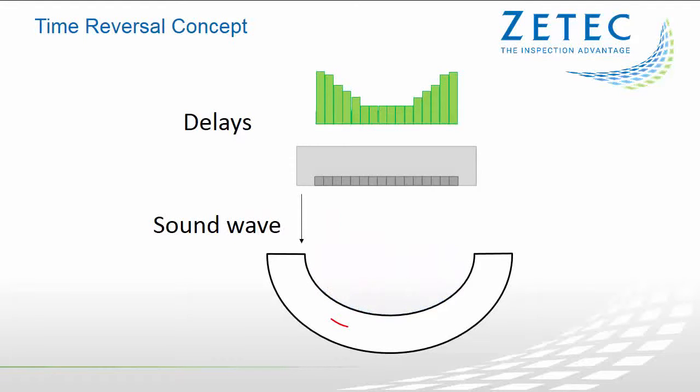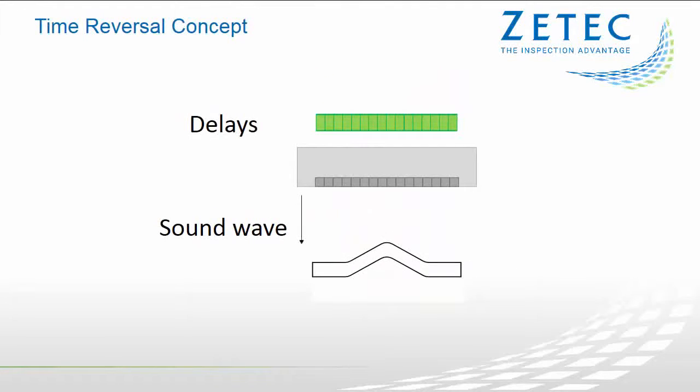Using the different times of flight measured in the initial firing, the software calculates the delay for every individual element required to compensate the differences introduced by the surface profile. This process can be repeated several times until the wave reflected from the surface back to the probe is a plane wave. The second step is to record data using the delays obtained during the profiling phase.